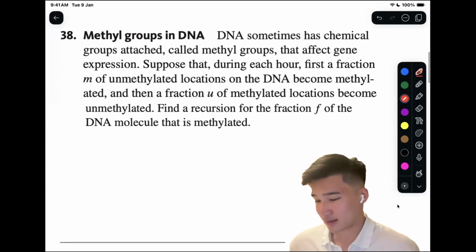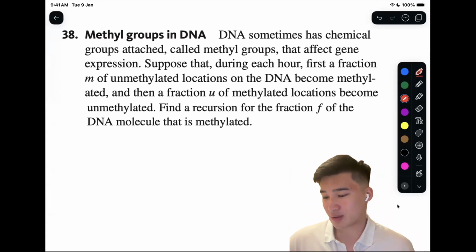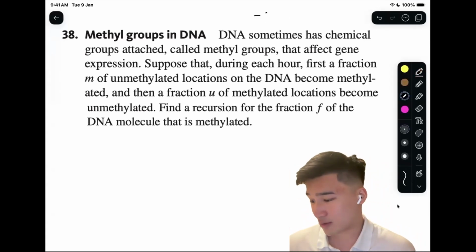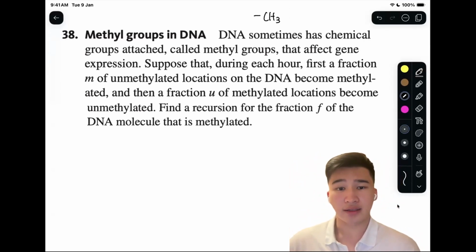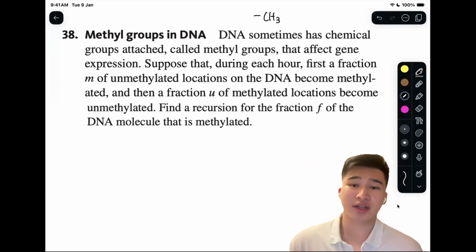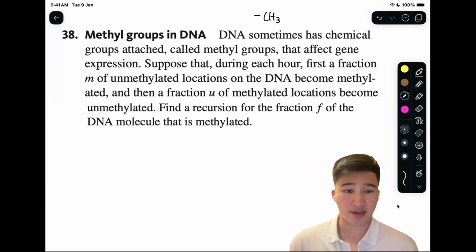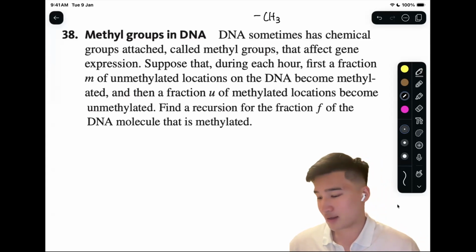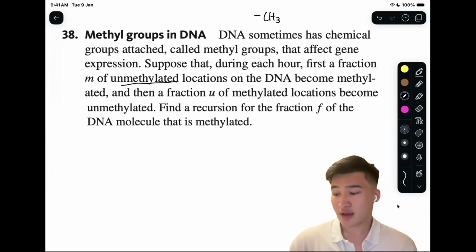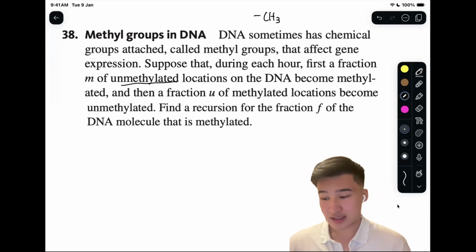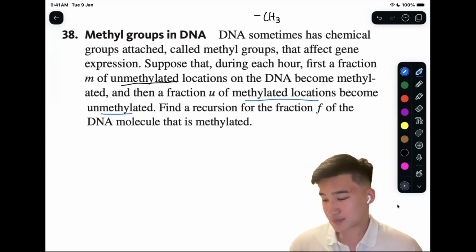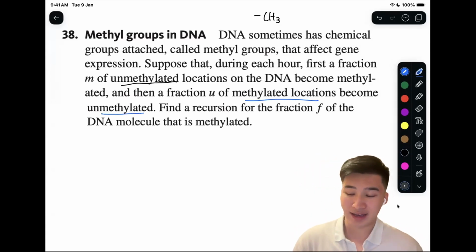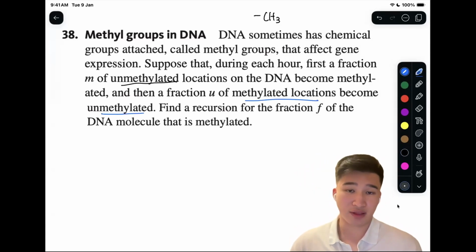First of all, we can see from the question that DNA sometimes has a chemical group attached called a methyl group, which is basically a CH3 group. If we study chemistry, we'll understand that. And that affects gene expression. Suppose that during each hour, first, a fraction M of unmethylated locations on the DNA, so it wasn't coated with CH3, becomes methylated, and then a fraction U of methylated locations become unmethylated. Find a recursion for the fraction F of the DNA molecule that is methylated.